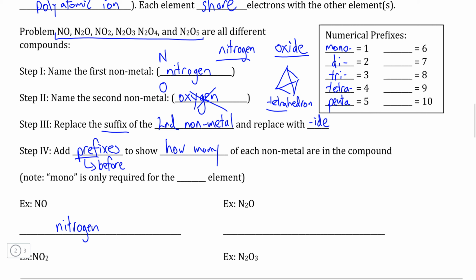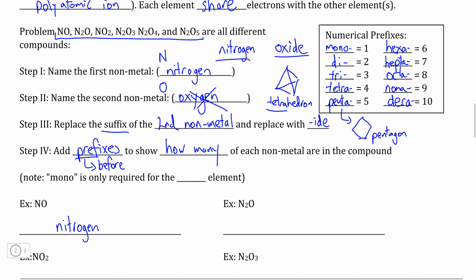The prefix for 5 is penta, and the easiest way to remember this is remembering what a 5-sided shape is called. This is what we call a pentagon, and this applies to a number of other shapes here. For example, a 6-sided shape is called a hexagon, a 7-sided shape is called a heptagon, an 8-sided shape is called an octagon, a 9-sided shape is a nonagon, and a 10-sided shape is a decagon.